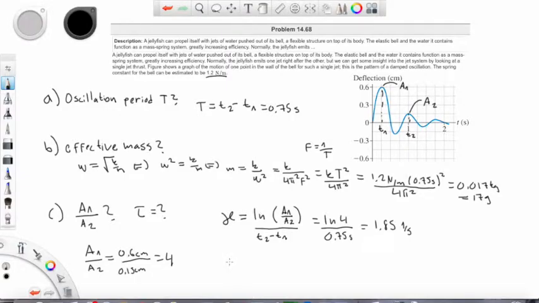And the time constant of the decay or damping was found to be 1 over gamma. So we have 1 over 1.85, 1 over a second, which gives about 0.54 seconds. Again, these relationships were developed in video 14.7.